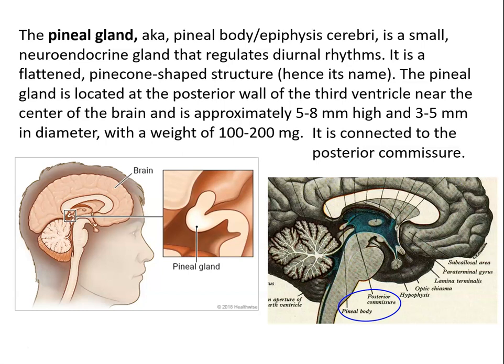It's located at the posterior wall of the third ventricle, near the middle of the brain, and it's about 5 to 8 millimeters high and maybe 3 to 5 millimeters in diameter. So it's fairly small, and it only has a weight of about 100 to 200 milligrams. It's connected to the posterior commissure, as you can see in this image. Here's the pineal, and it's connected to the posterior commissure here.